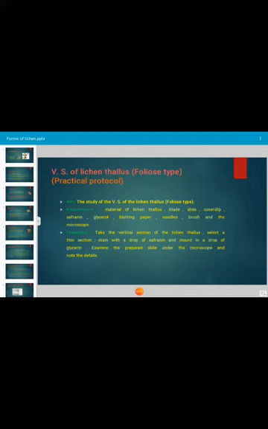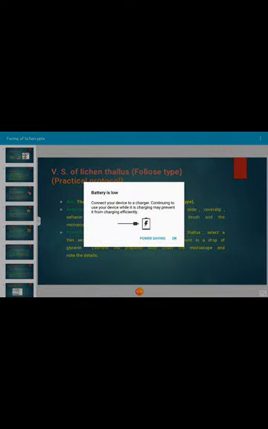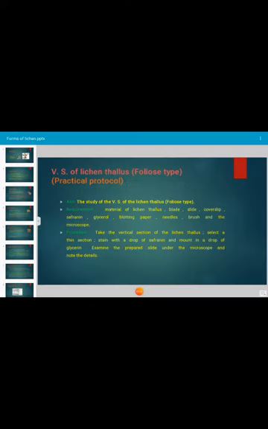Take a vertical section of this lichen thallus and select a thin section, stain with a drop of safranin and mount in a drop of glycerine. Examine the prepared slide under the microscope and note the details. Let us see what is there inside the thallus. What we have to observe in that vertical section of the thallus of the foliose lichen.